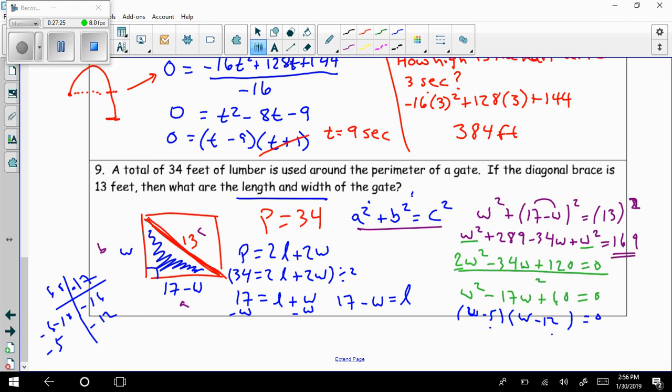This time they both come out positive, and that's because I'm looking for my dimensions, so I have two sides. So w equals 5, and w equals 12. So it doesn't matter which one you let be w, because if you look over here, if w is 5, then 17 minus 5 is 12. If w is 12, then 17 minus 12 is 5. So those are the dimensions, the length and the width of your gate. So it's a 5 by 12 foot gate would be your answer. All right.